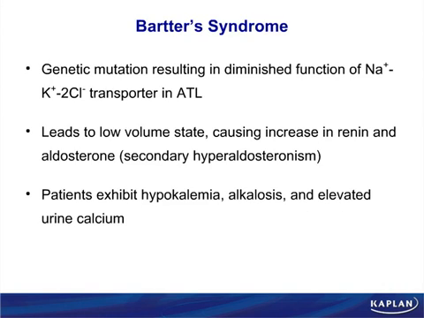Bartter syndrome is a genetic mutation resulting in diminished function of the sodium-potassium 2-chloride transporter. It's just like being on a loop diuretic. It leads to low volume states. You're diuresing as if you were on a loop diuretic. It leads to an increase in renin secretion and an increase in aldosterone secretion. This is known as a secondary hyperaldosteronism. Patients will have hypokalemia, alkalosis, and elevated urine calcium levels. We'll get back to the effects of aldosterone a little bit later in this lecture.